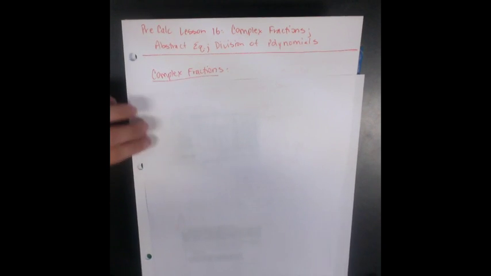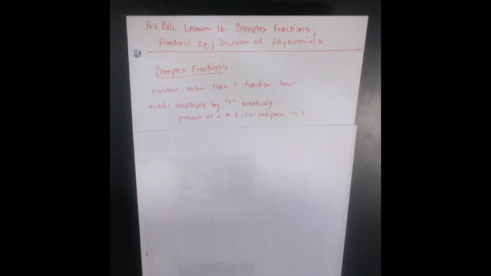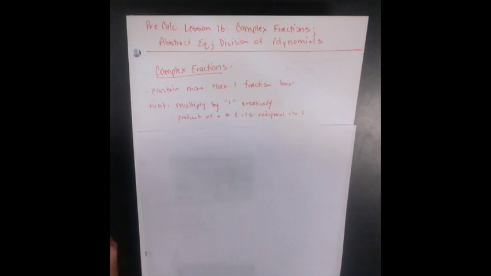Now, let's talk about complex fractions. Complex fractions are fractions that contain more than one fraction bar. And when we are solving them, what we will do is multiply by 1 creatively. And remember that the product of a number and its reciprocal is 1. So similarly to what we do if we have a fraction in our denominator, we will be reducing these fractions.